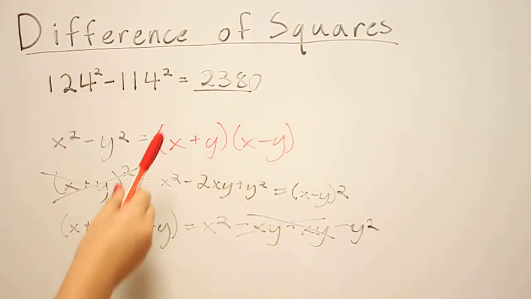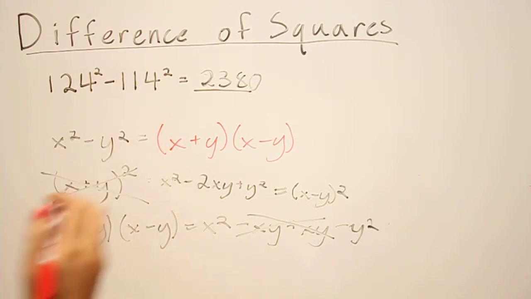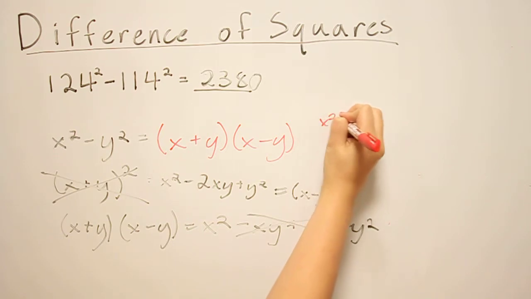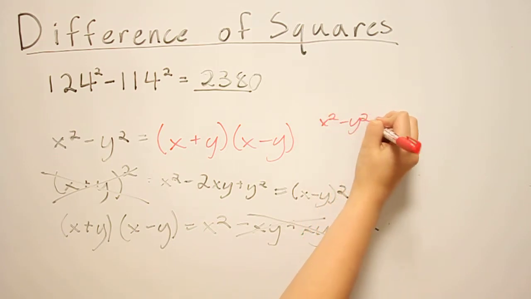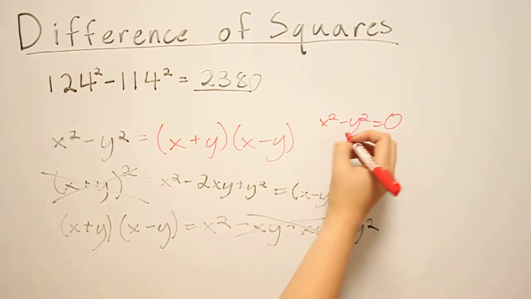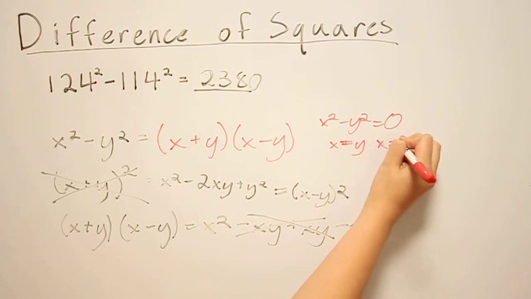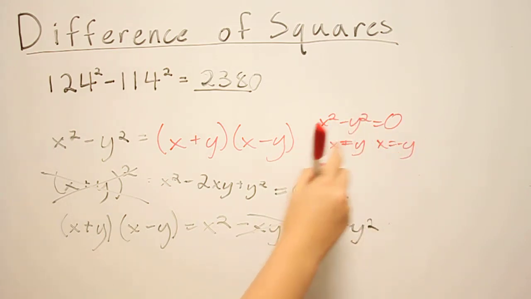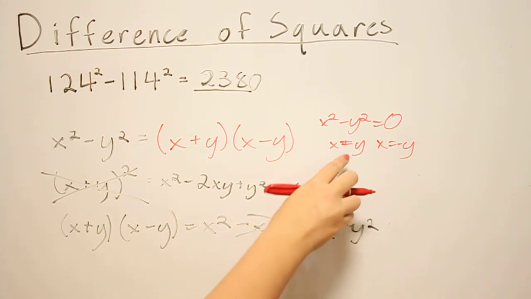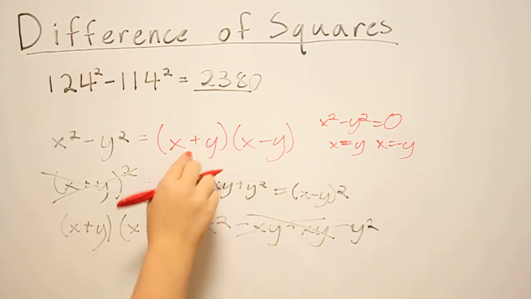Another way you could reason this out without guessing would be to set x squared minus y squared to 0, like you would if you were finding the roots of an equation, and you can see pretty easily that you either have to have x equals y or x equals negative y for this to be 0. And that gives you x minus y as a factor and x plus y as a factor.